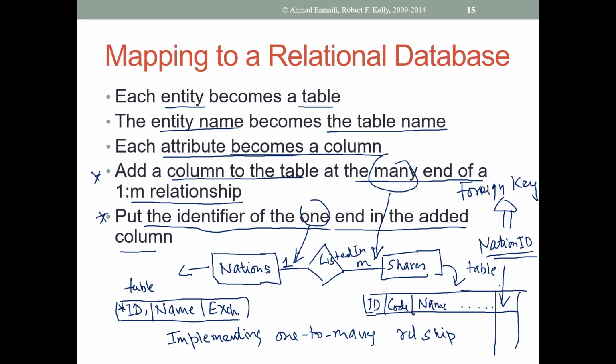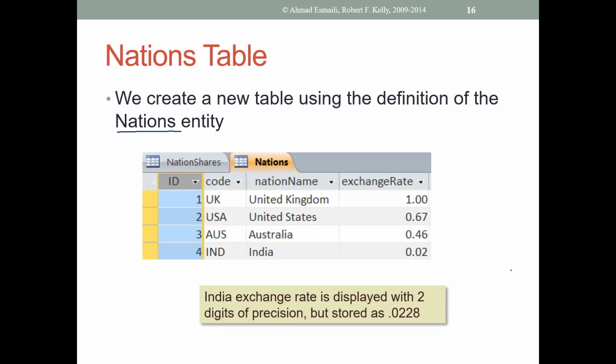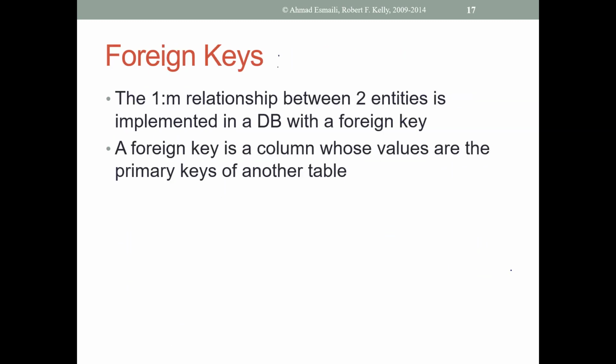Alright, so this new column that I'm creating in the shares table will have the values of the identifier, or the values of the primary key, of the other table. So I will call this attribute the foreign key. You should get the concept right here, and then I will explain that to you with the help of this definition. Now what is a foreign key? So let's try to understand foreign key.